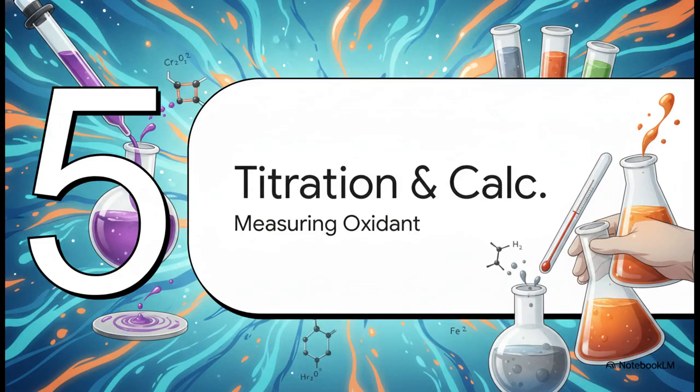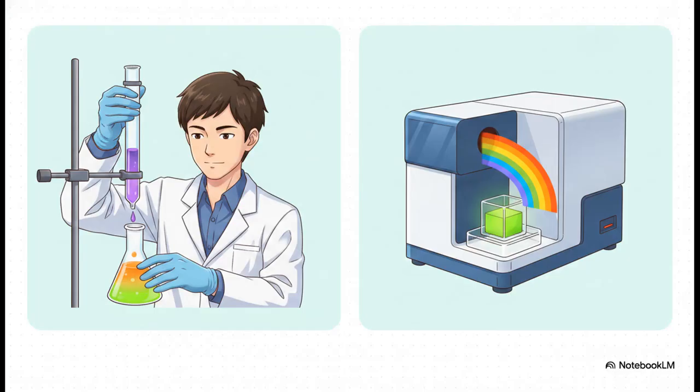Section 5. Titration and calculation: measuring the remaining oxidant. So our 2 hours are up. How do we read the results? Well, depending on your lab setup, you have two main options.